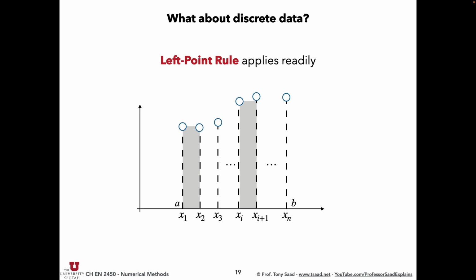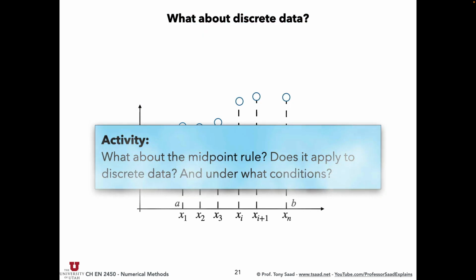Same thing on any interval, you have the left point. So you're going to sometimes undershoot, sometimes overshoot, but you can readily apply it to discrete data. Just use the point to the left. What do you think about the right point rule? Do you have the right point for a given interval? Yes. Okay, so the right point rule also applies readily. Now, what about the midpoint rule? Does it apply to discrete data and under what conditions? Remember, with discrete data, you don't have the value between 2 points. So what do you do?